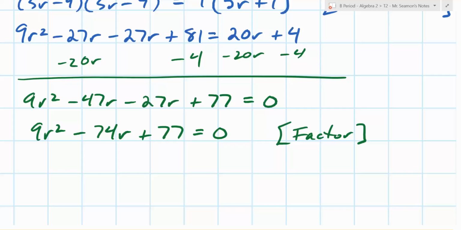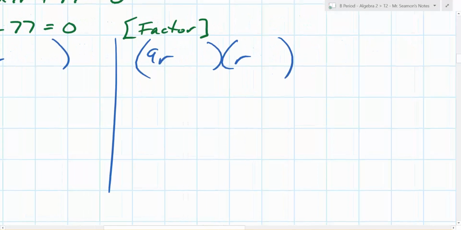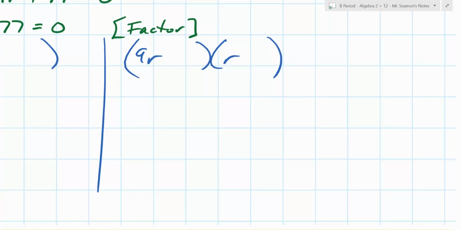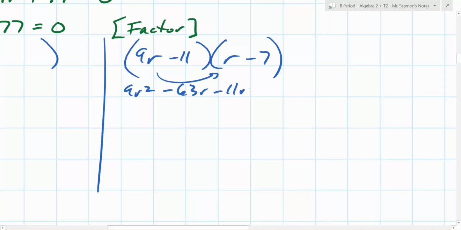It's one of those things. Once you find it, you're like, oh, that was not bad. But it can take a while. What'd you choose? I have negative 11 and negative 6. Is it 9r minus 11 and r minus 7? Yes, minus 7, sorry. So if you test this, you end up with 9r squared minus 63r minus 11r plus what? Oh, did you find it? Yeah.